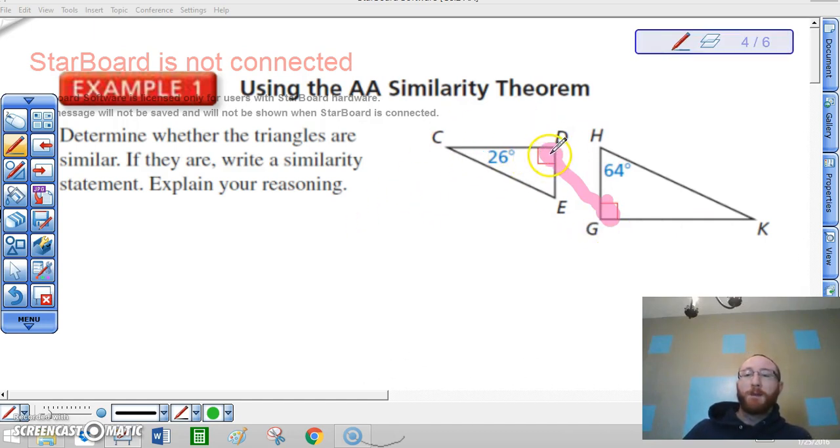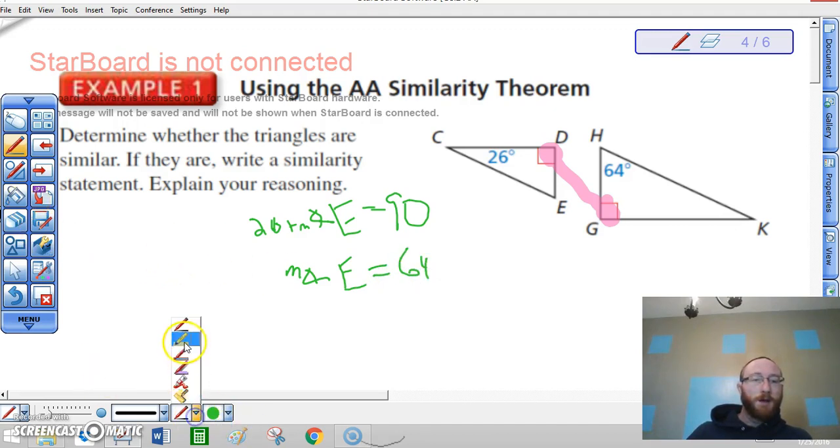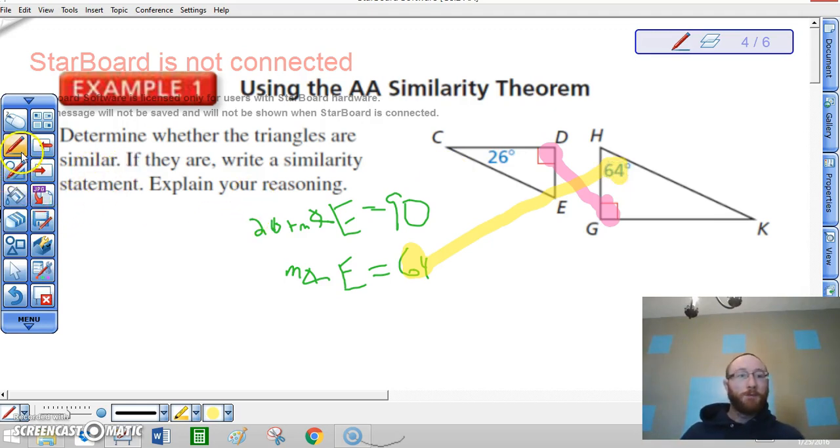So this is 90. And that means that 26 plus the measure of angle E equals 90. And now when I subtract 26, I get the measure of angle E. Let's see, 90 minus 26 is 64. So now I've got two 90s. I've got two 64s. So I can say the triangles are similar by the angle-angle property.